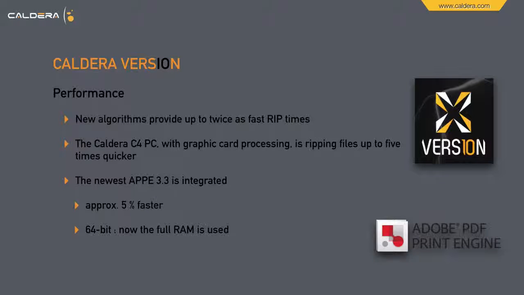The newest APPE 3.3 is integrated, which alone is 5% faster on itself, and 64-bit, so that means in version 9 you were only able to address a maximum of 4 GB of RAM. Now the full RAM of your PC is used.